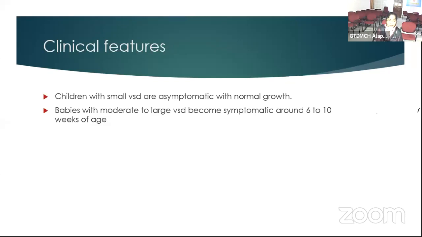This is because at birth, the pulmonary vascular resistance is very high. It is equal to the systemic vascular resistance, and it falls gradually as a child grows, and it becomes less than the systemic vascular resistance only by 6 to 10 weeks of age. So it is only by 6 to 10 weeks of age that a significant shunt develops from the left ventricle to the right ventricle. And only when a significant shunt develops, there will be clinical features of VST. CCF and other features only will develop by that time.